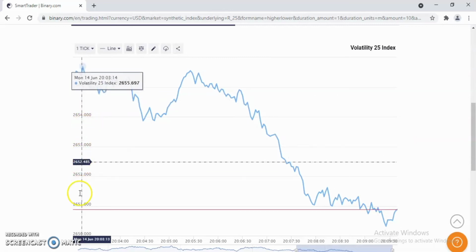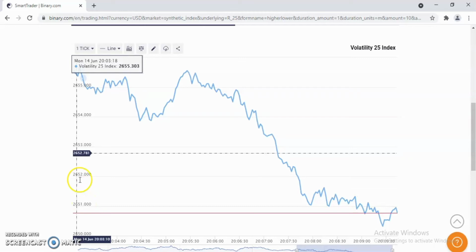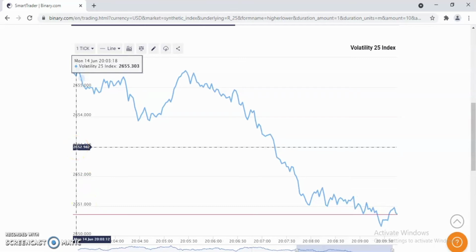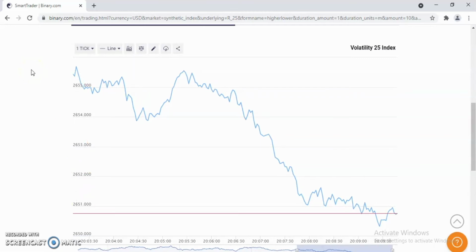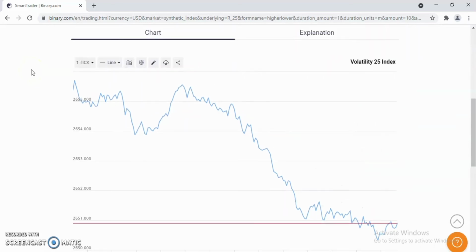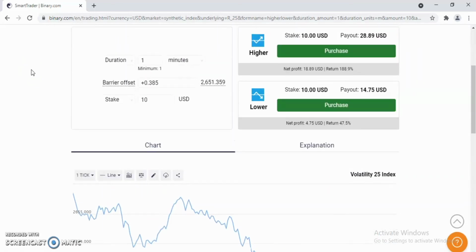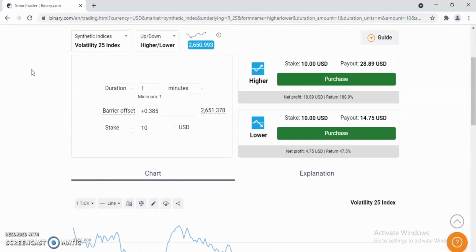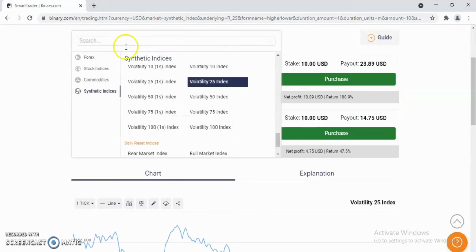You can encounter loss because the spikes will be going in a way that might be out of control, kind of. Okay, now let me use volatility 50.